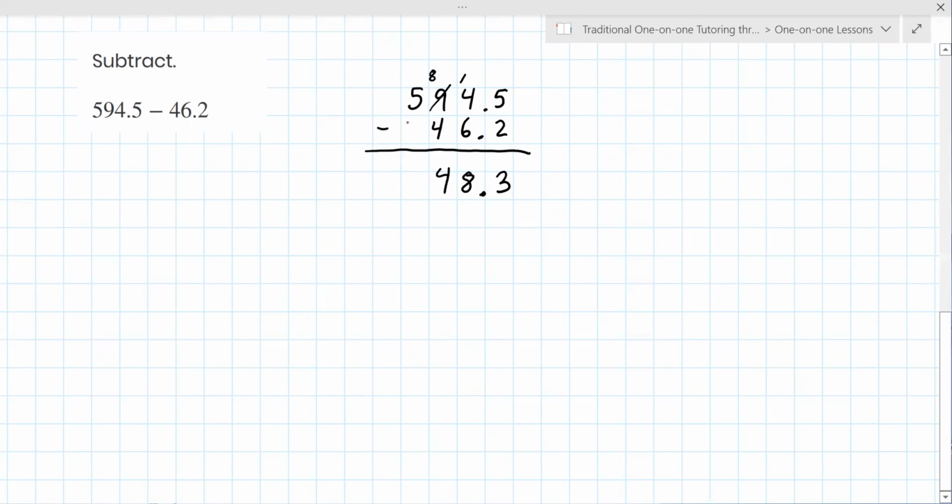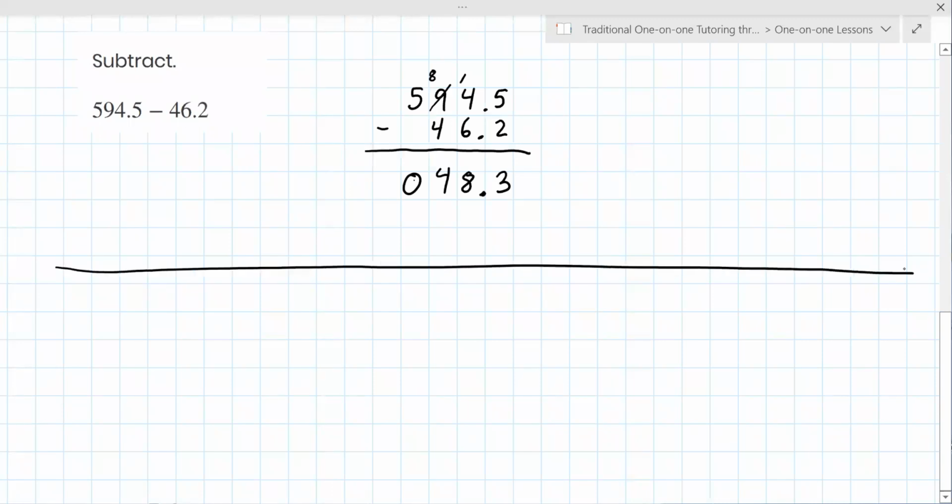And then if there's no digit present, what do we assume is there? 0. Yeah. Okay, so let me have you try one on your own. Let's go. 182.3 minus 55.1. I'd like you to try that on your own, please.